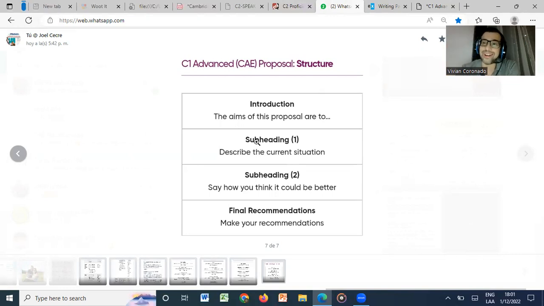We also need to write another subheading or subtitle, okay? Describe the current situation. Maybe you can say, turning the old building into a library. That can be the subheading, and you can talk about that. Subheading two, maybe you can say how you think would be better. So you can say, well, building a library can help different students, right? So you can write that, and then the final recommendations, just make recommendations. So this will be the structure for the proposal, and the proposal is also formal.